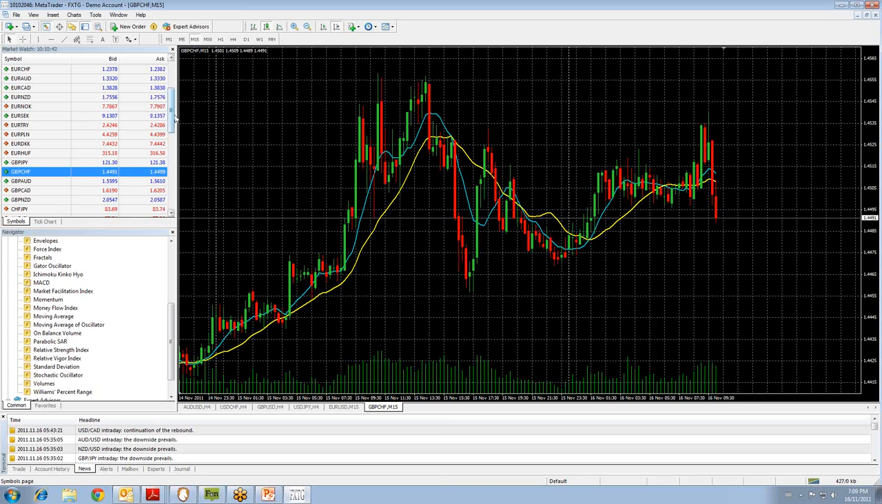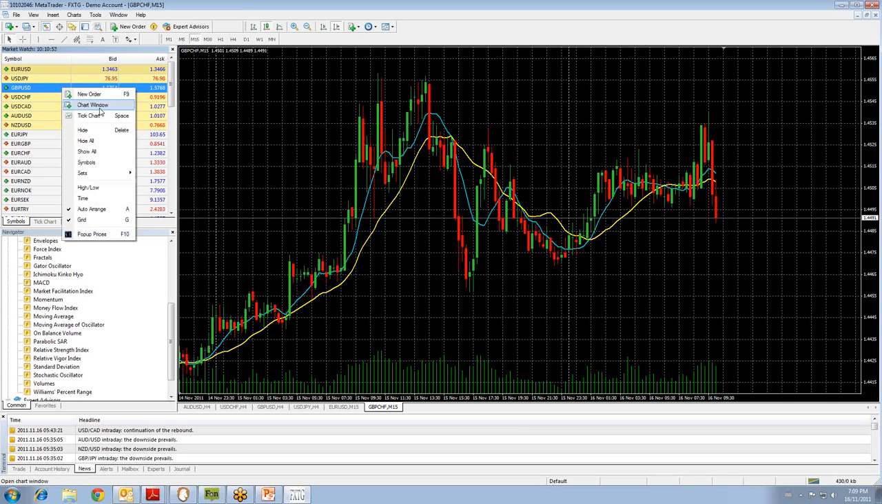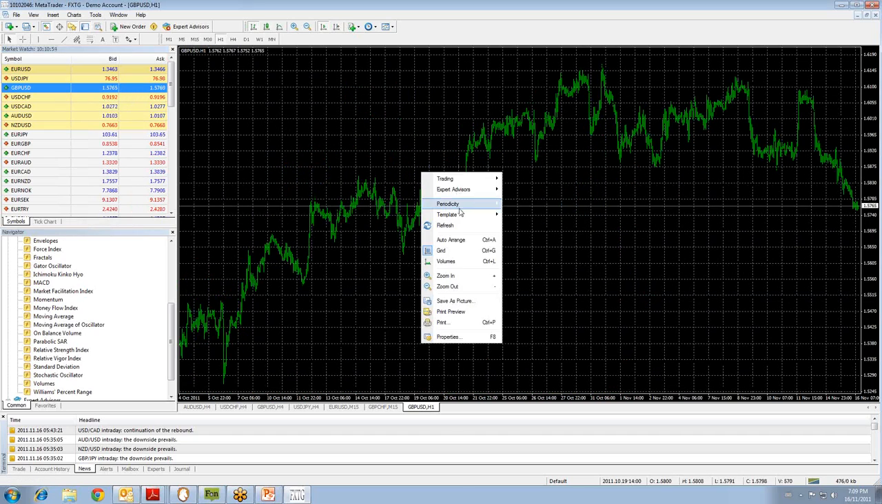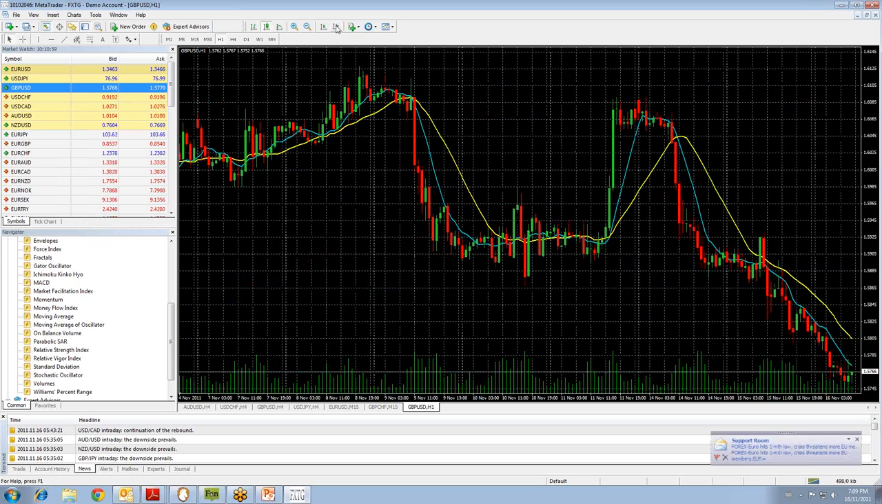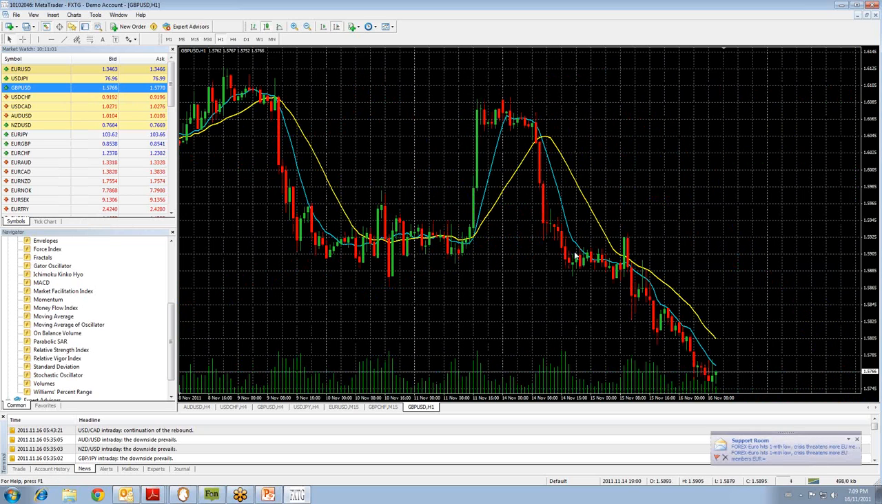Another pair that is good to look at, we've checked euro, would be pound USD. We can check pound USD, and there's my template. There we go. Look at these nice movements in it.